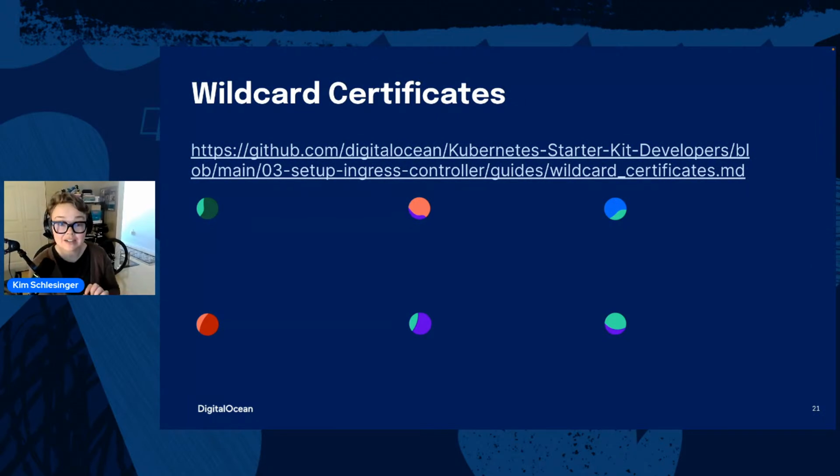This link here is part of the starter kit that I shared with you, and it gives you instructions for how to configure a wildcard certificate. So instead of saying, I want a certificate for quote.kubetips.online and echo.kubetips.online, you just want a wildcard certificate that says star. So anything in front of kubetips.online, I want to use one certificate.